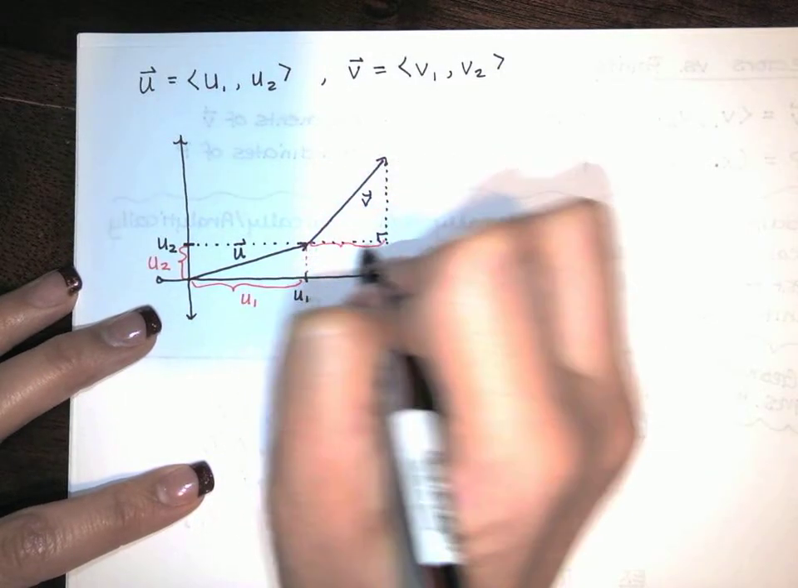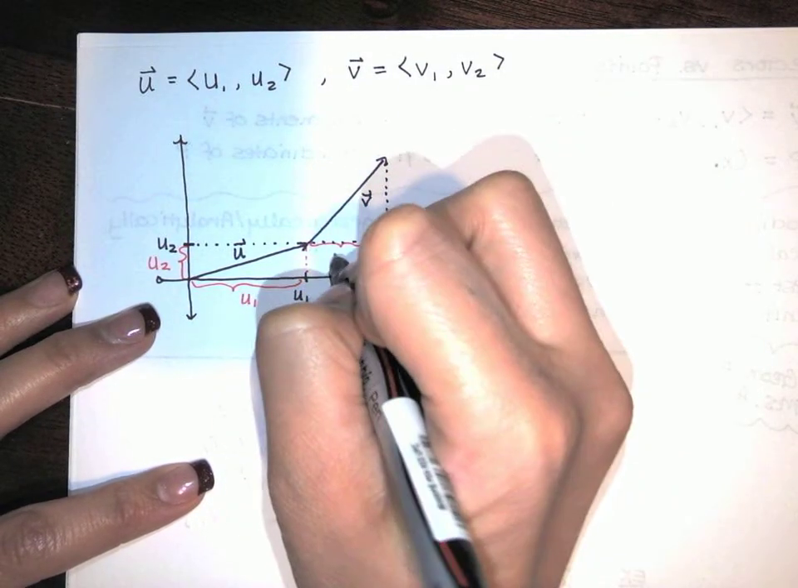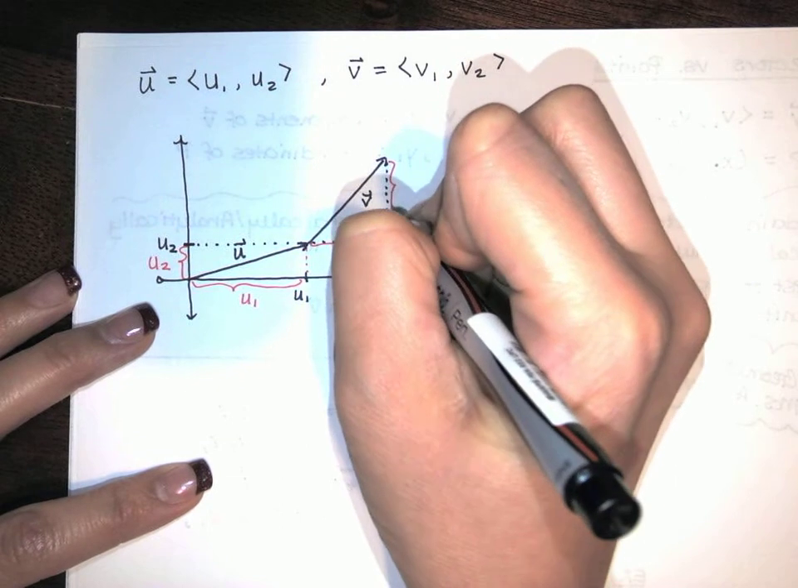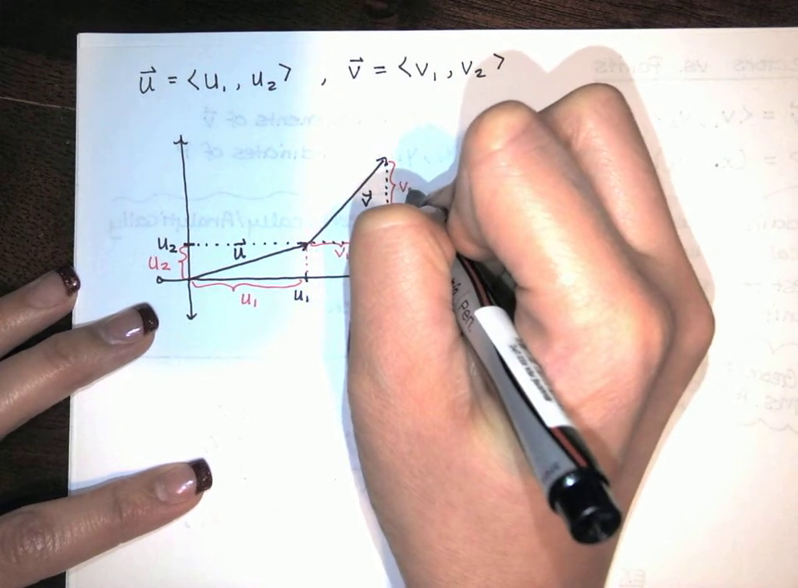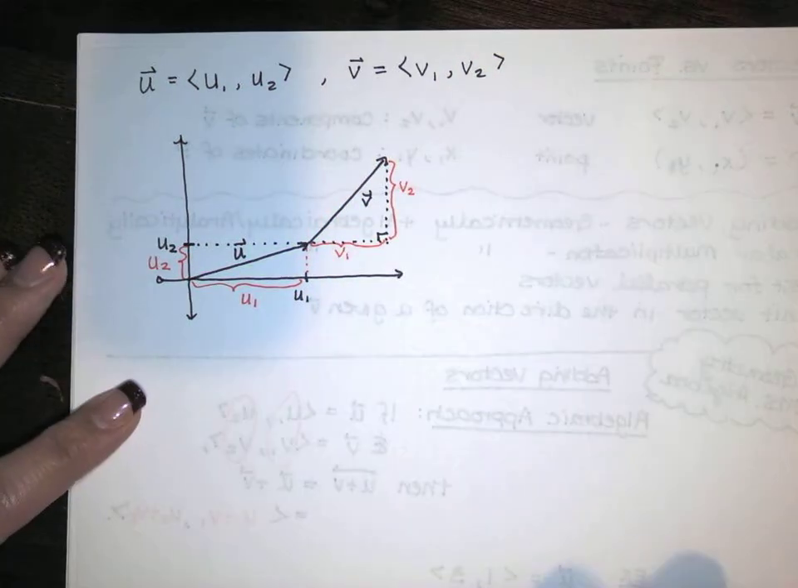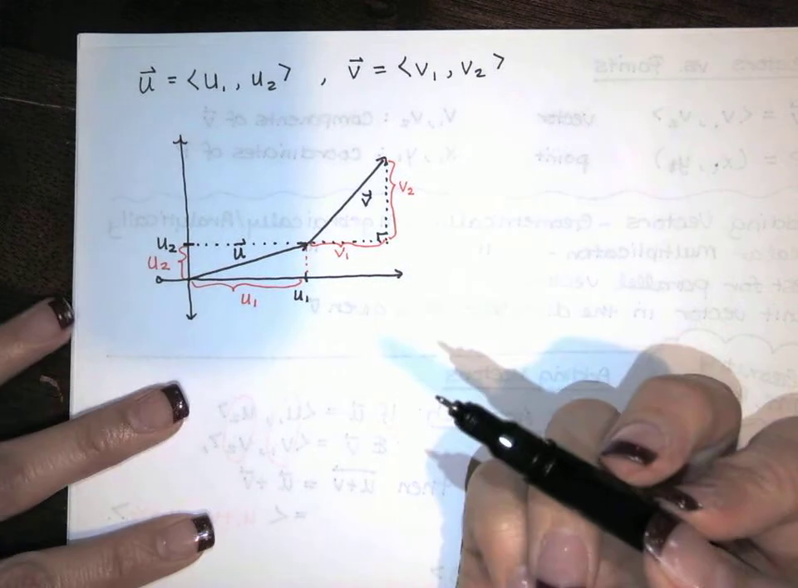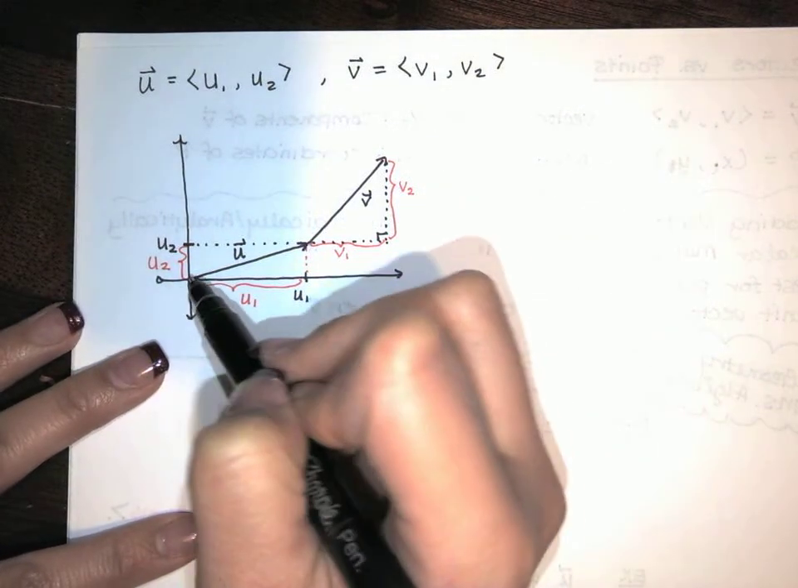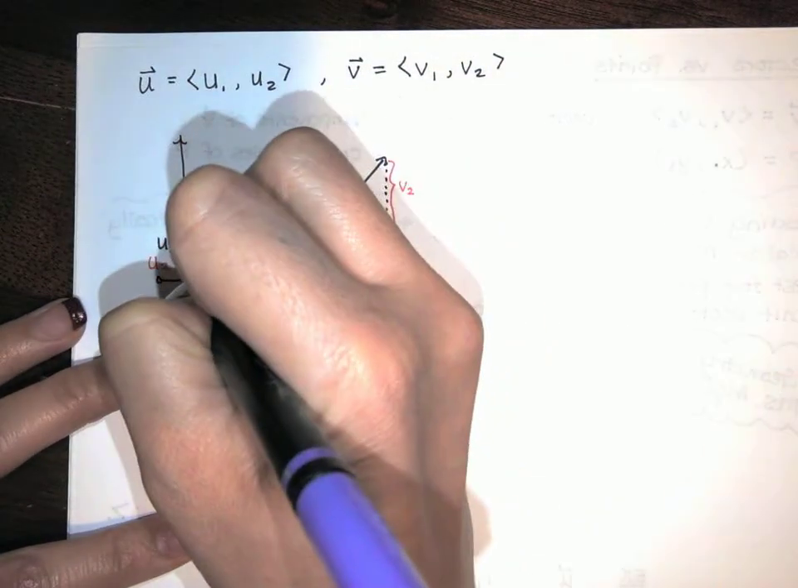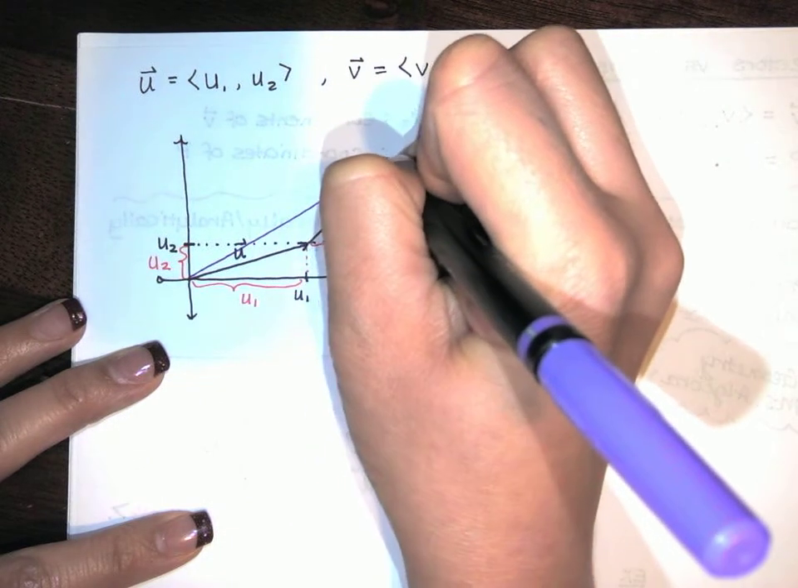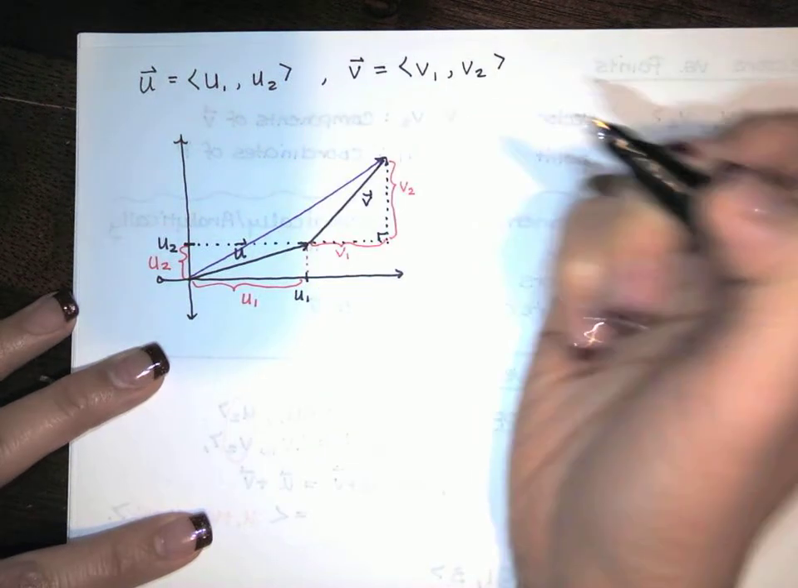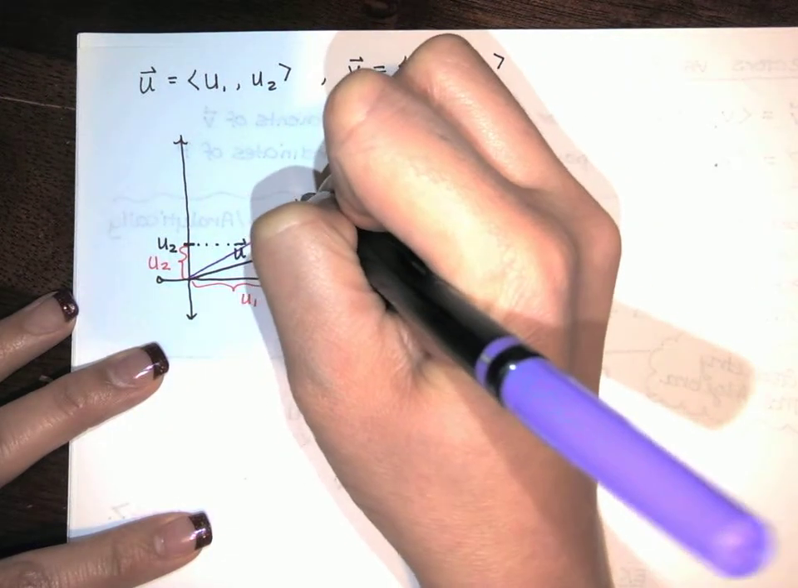By definition, the x component of v is v1, so I've got v1 there, and the y component of v is v2. Okay, well u plus v, according to our tip to tail rule, starts where we started, it ends up where we ended up. Just like I'm flying from Tulsa to New York. That's u plus v, new vector.